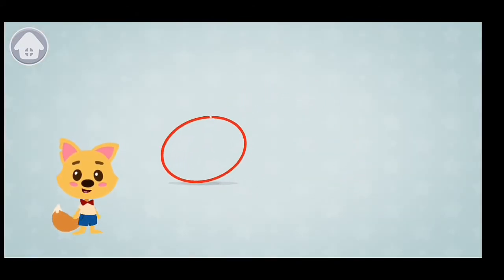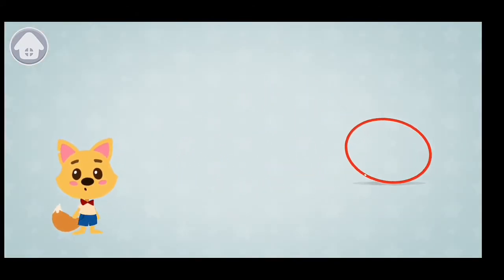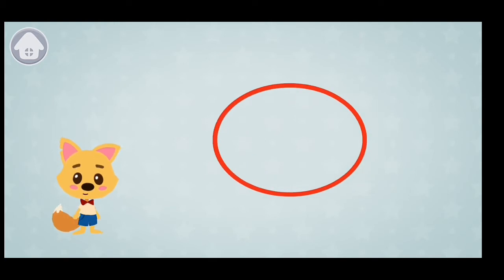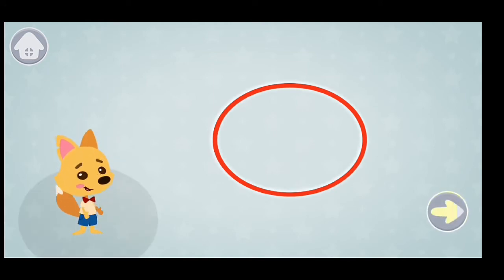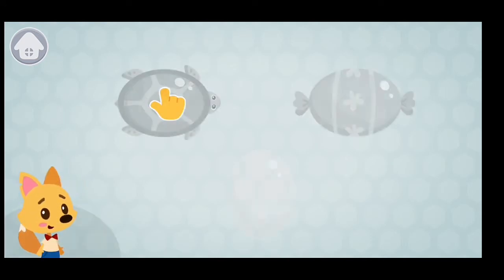Got it. This is an oval. Oval is elongated, oblong. It has no angles and sides. The oval can also roll, but not so easily as a circle. Tap on the oval. Like this. Tap on all the oval-shaped items.